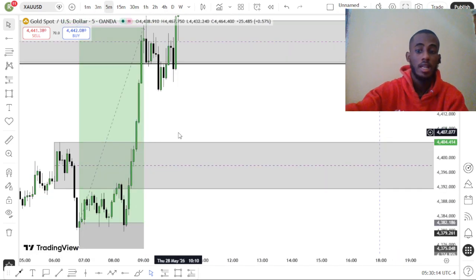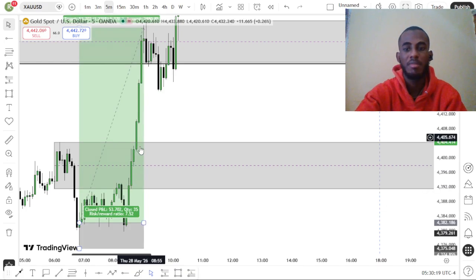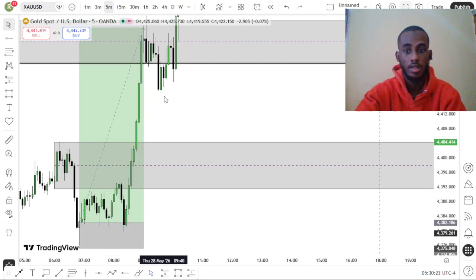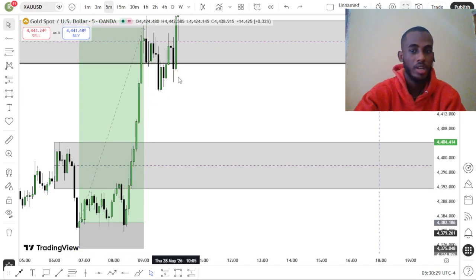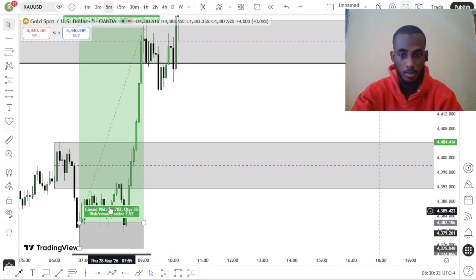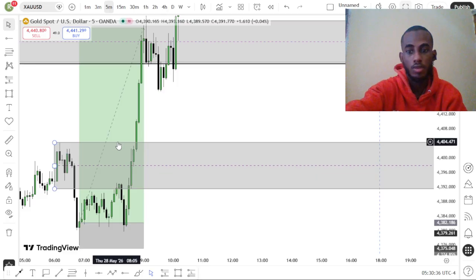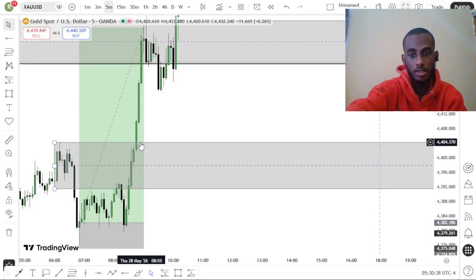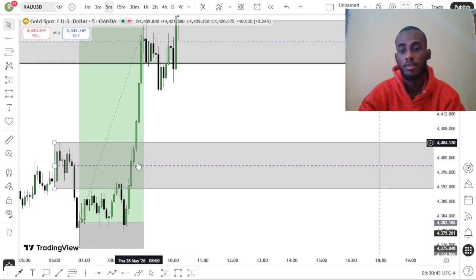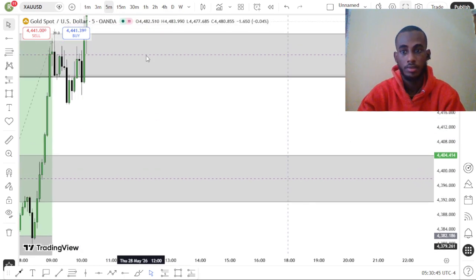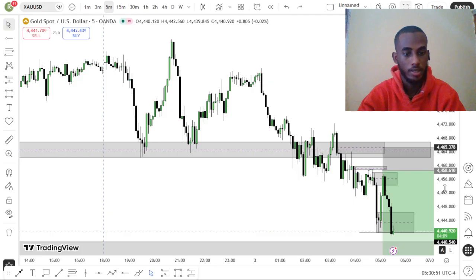Why? Because I can see clearly that right here we have this imbalance zone, right? And right here, this is not a clear FVG, which gave me a confirmation that market will push even below this level and come up to this level. But I chose to get out of this zone here, or this level, because I can see clearly we have an imbalance zone, right? So that is what I did.